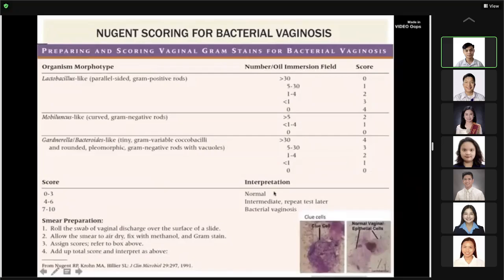And so for the final score, if it's 0, 1, 2, and 3, it's normal. There is no bacterial vaginosis. If the score is 7, 8, 9, and 10, so long as it's validated by a pathologist, we can include in the report the diagnosis bacterial vaginosis. If the result is 4, 5, and 6, it's intermediate or borderline.